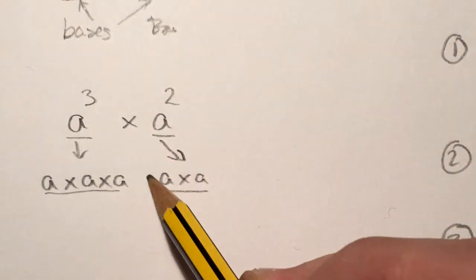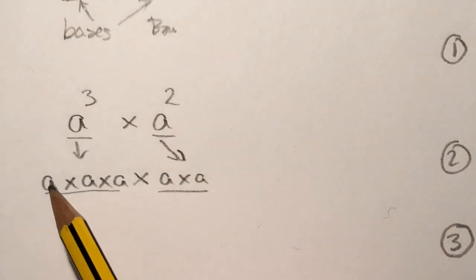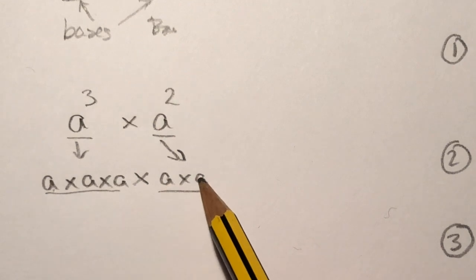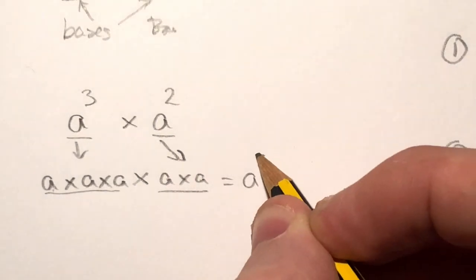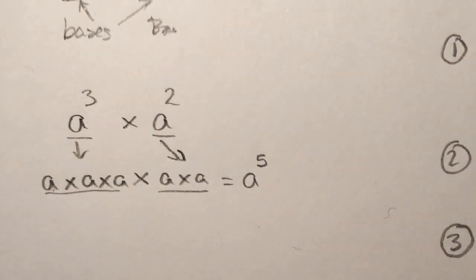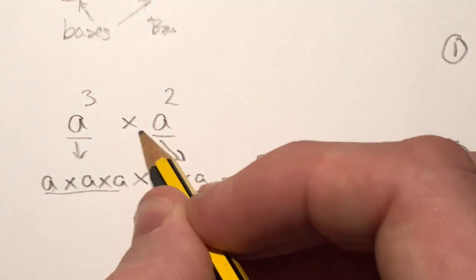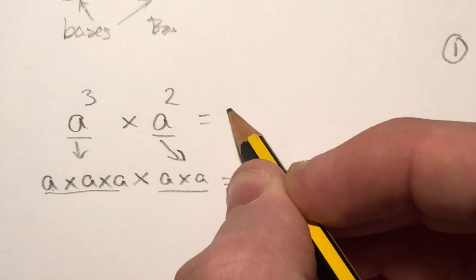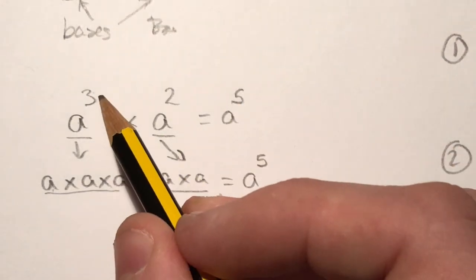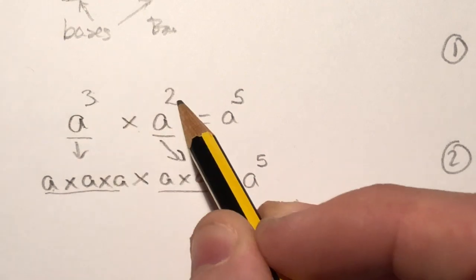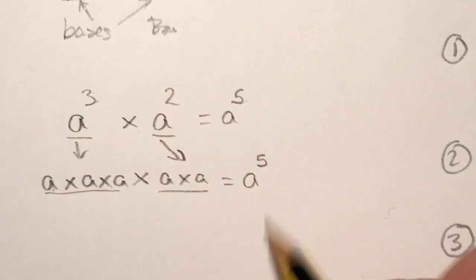Now if we multiply these two together, we now have 1, 2, 3, 4, 5 of these a's being timesed together. So this could be rewritten as a to the power of 5. So a cubed times a squared is a to the power of 5. What we can see then is we've added 3 and 2 together to give us 5.